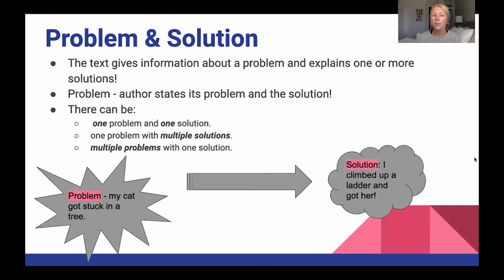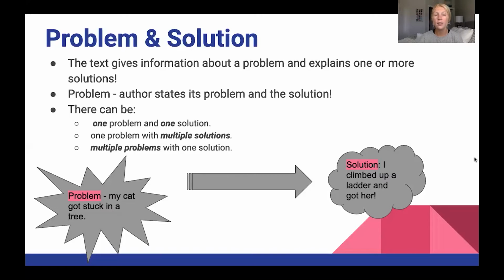There can be one problem and one solution, one problem with multiple solutions, and multiple problems with one solution. So it's really important to remember when we're reading that sometimes there might only be one problem and one solution, but that is not the only outcome that could possibly happen with our problem and solution. We could also have one problem with multiple solutions or multiple problems with one solution. It just depends on how the author has written the text.